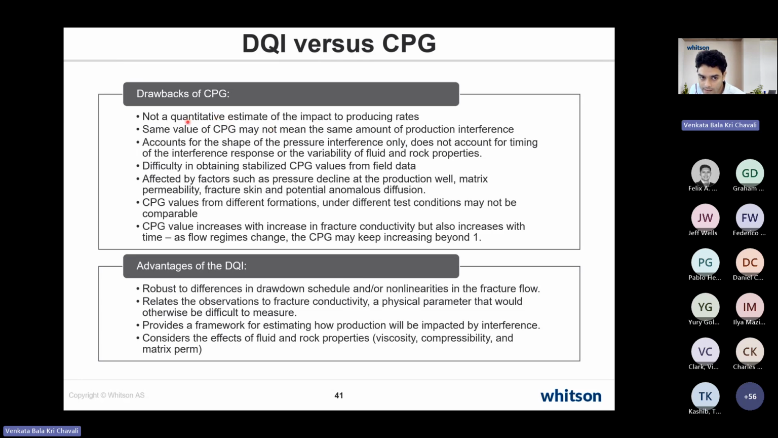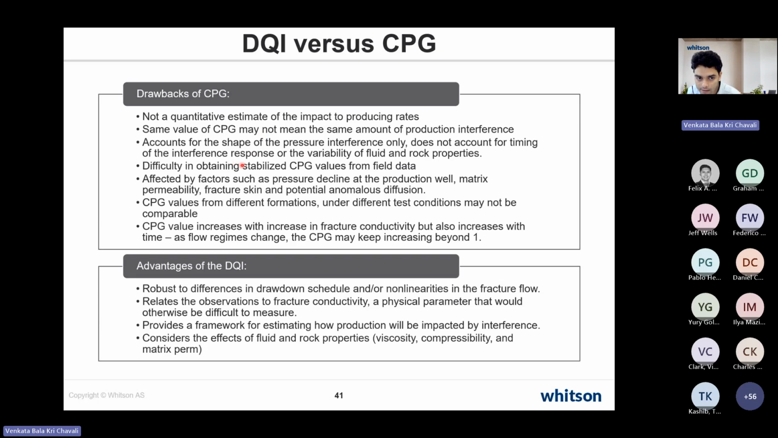The problem with that is that the same value of CPG does not mean the same amount of production interference. So you take two well pairs in different areas in the same field, and maybe you have a CPG value of 0.6 on both of them or a 0.7 on both of them, which indicates moderate interference. You still might see that the same 0.6 produces a much more interfering pressure drop and higher production interference than the same 0.6 in another area. So the degree of production interference may differ, but the interference impact being moderate means that the pressures will change.